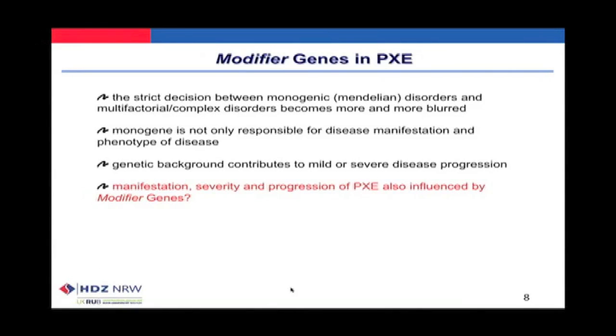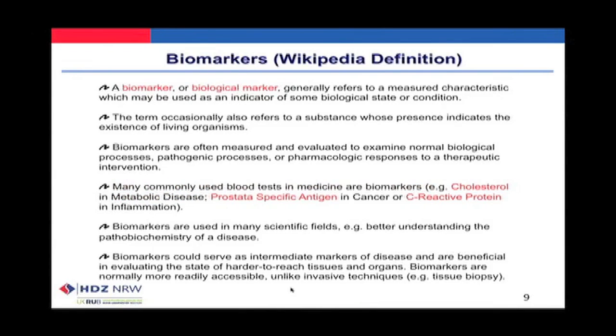From the upcoming knowledge in research, it's becoming more difficult to make a strict distinction between monogenic disorders and multifactorial or complex disorders, and this distinction becomes more and more blurred. That means that the single gene is not only responsible for disease manifestation and the phenotype of the disease. Moreover, the genetic background contributes to mild or severe disease progression. So we asked the question whether manifestation, severity, and progression of PXE are also influenced by modifier genes, and we have done a lot of work on that in the last 5 years.